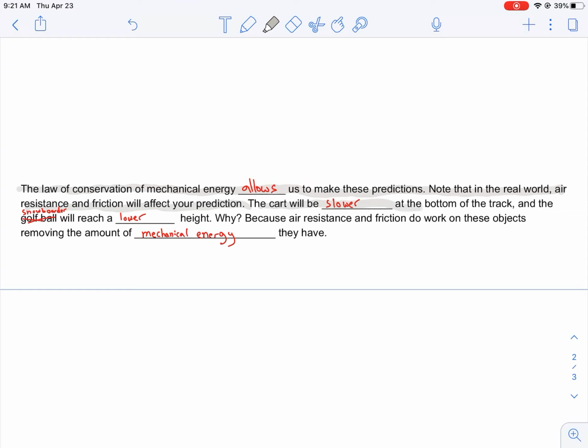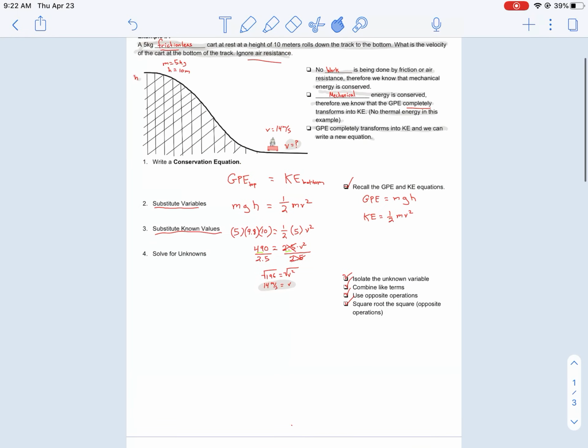How? Well, the cart that we talked about in the first example, it's going to be slower at the bottom of the track because there's friction. And the snowboarder will reach a lower height. And this is because air resistance and friction do work on these objects, removing the amount of mechanical energy they have. And this is in the real world. So in the real world, we have air resistance and friction. And so you'll see lower heights and slower velocities as some of that energy from their mechanical energy gets transformed into thermal energy, things like that.